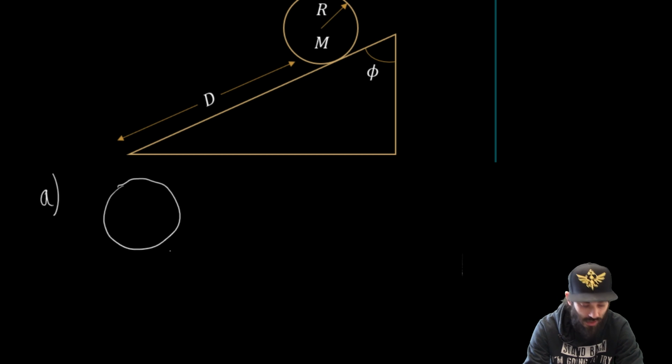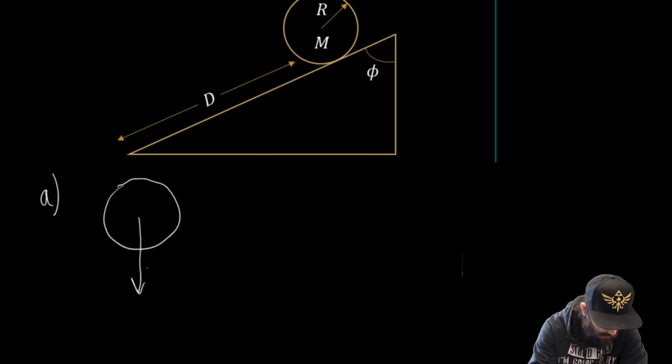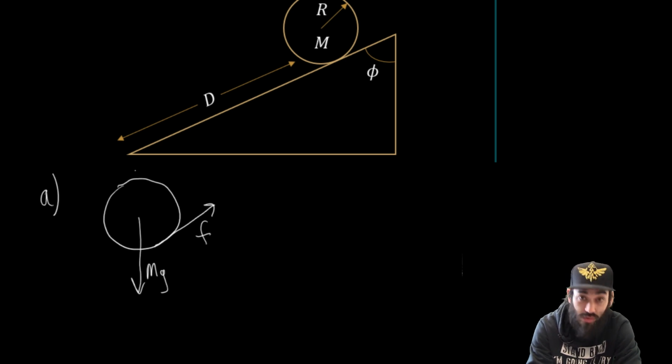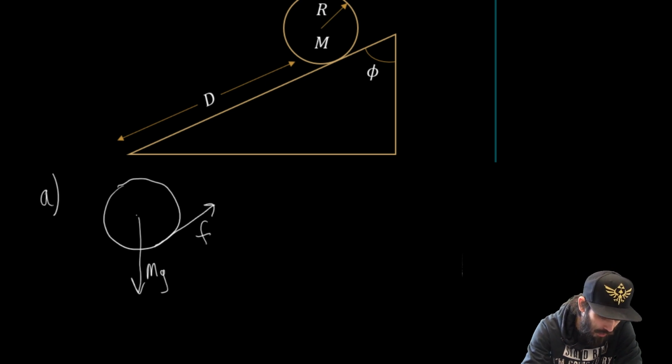Okay, so here's our disk, and we know that gravity is acting at its center of mass, which is the center of the disk. Then we're going to have some force of friction. I'm just going to call it, for the time being, lowercase f. That is going to be opposing the direction of motion, and ultimately this is what's causing it to roll. And there's going to be some normal force, which I'm just going to define like that.